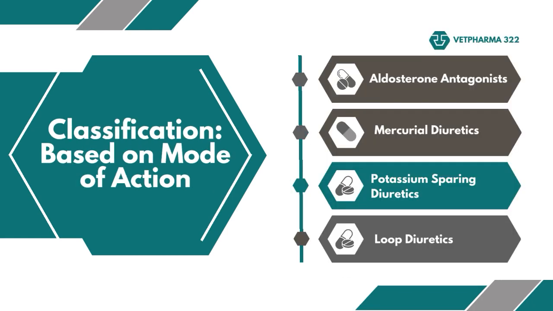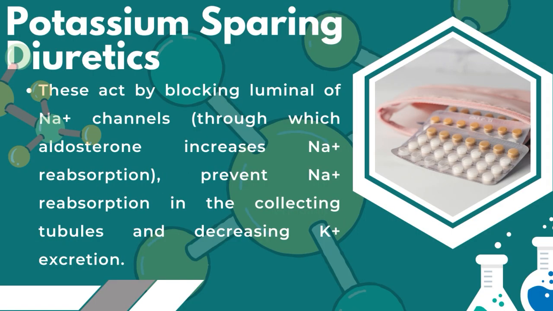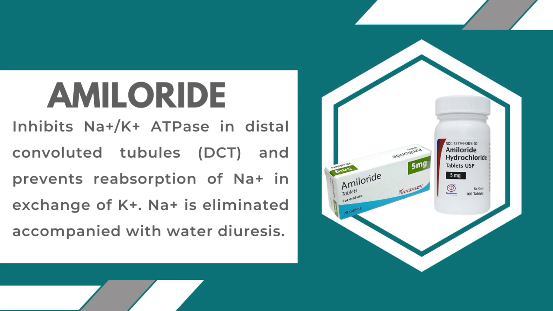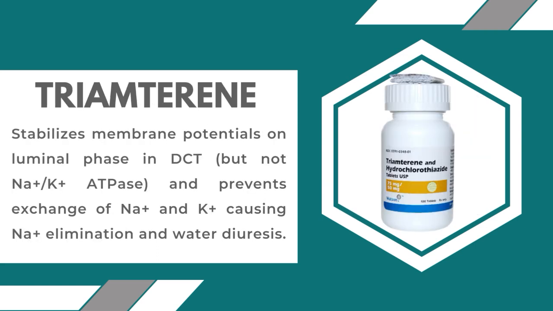Potassium-sparing diuretics. These act by blocking luminal sodium channels, preventing sodium reabsorption in the collecting tubules, and decreasing potassium excretion. Examples of potassium-sparing diuretics are amiloride and triamterene. Amiloride inhibits sodium-potassium ATPase in distal convoluted tubules and prevents reabsorption of sodium in exchange of potassium. Sodium is eliminated accompanied with water diuresis. Triamterene stabilizes membrane potentials in luminal phase in DCT and prevents exchange of sodium and potassium, causing sodium elimination and water diuresis.